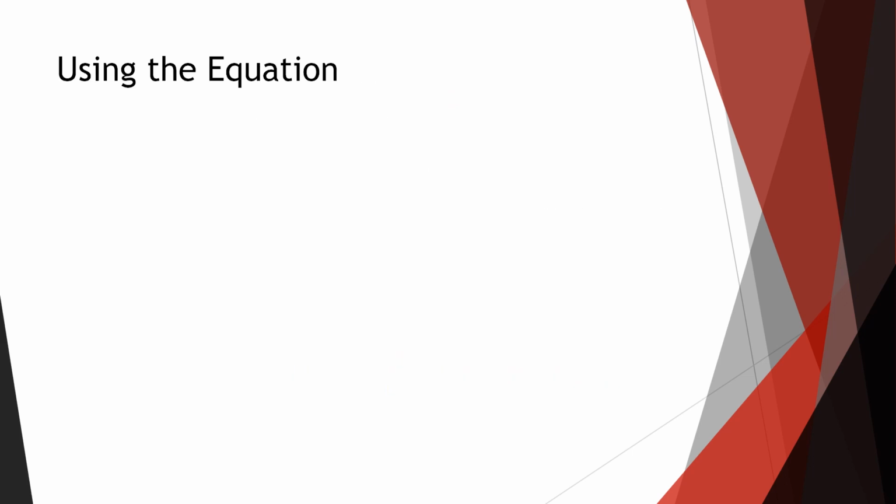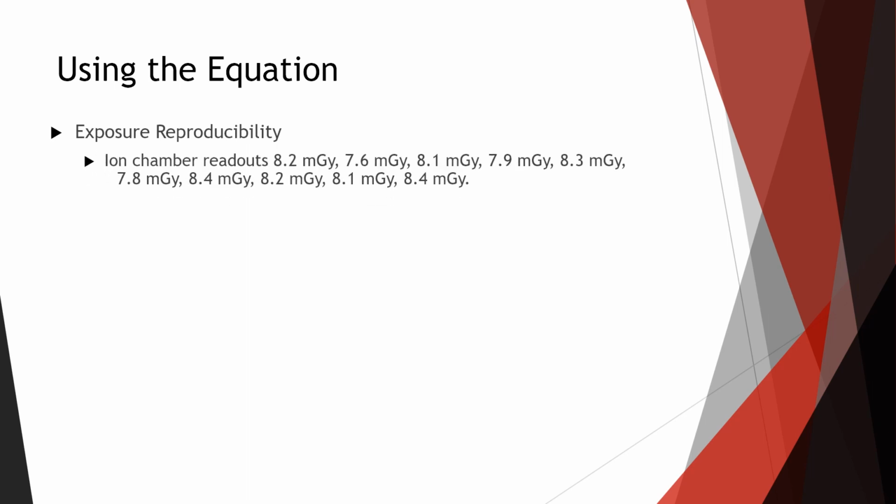All this can be a little confusing, so let's just look at an example using the equation of exposure reproducibility. We take 10 exposures with the same exact technique. The ion chamber readouts we say are these below: 8.2, 7.6, all the way to 8.4 milligrays. The mAs that we used was 100 mA at 1 second, so 100 mAs.